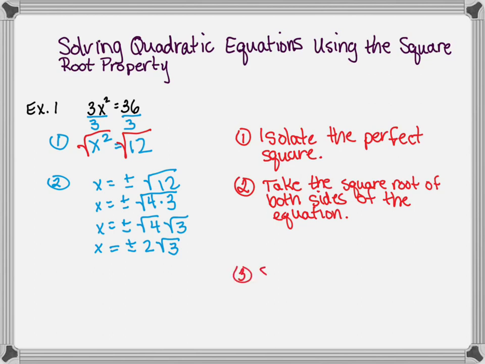And then sometimes we need the third step to explicitly solve for x, but in our case, we have already solved for x. So x equals plus or minus 2 radical 3. We have two solutions. One is 2 radical 3, one is negative 2 radical 3.